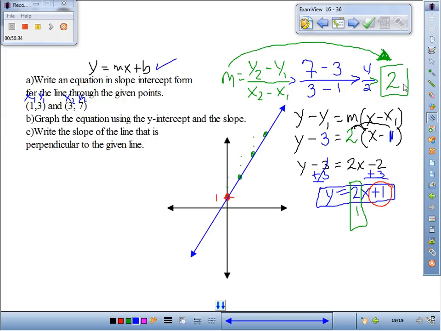Part B is done. So part A was to write an equation. Here it is. Part B was to graph. There it is. Part C, check this out. When you get to part C, they want us to find what? The slope. So right away you're going to write for part C, m equals, and put a little box because you need to fill it in with a slope.